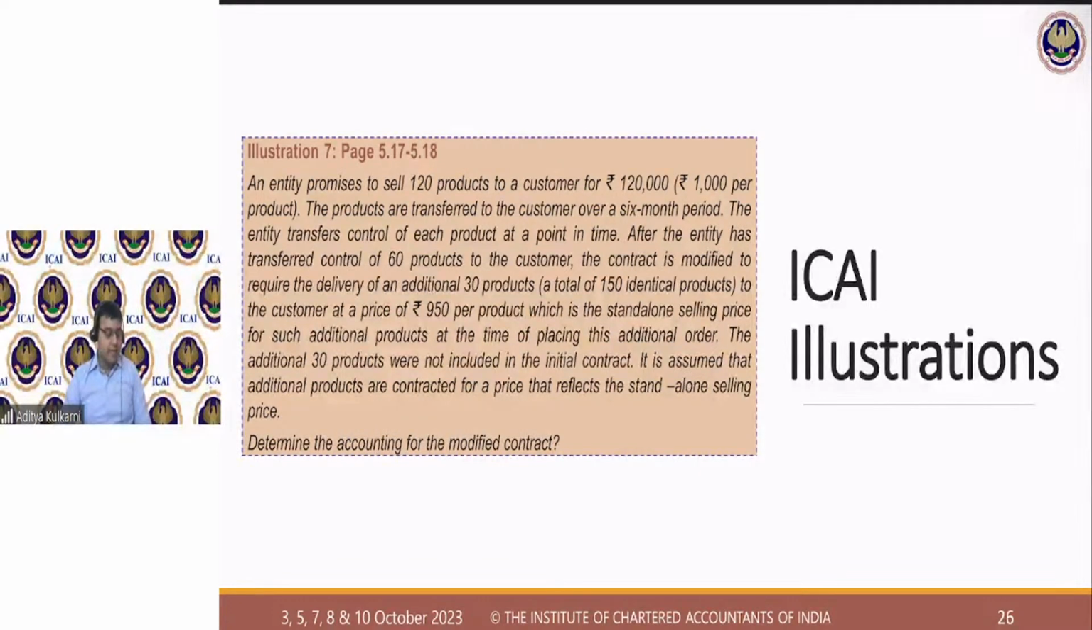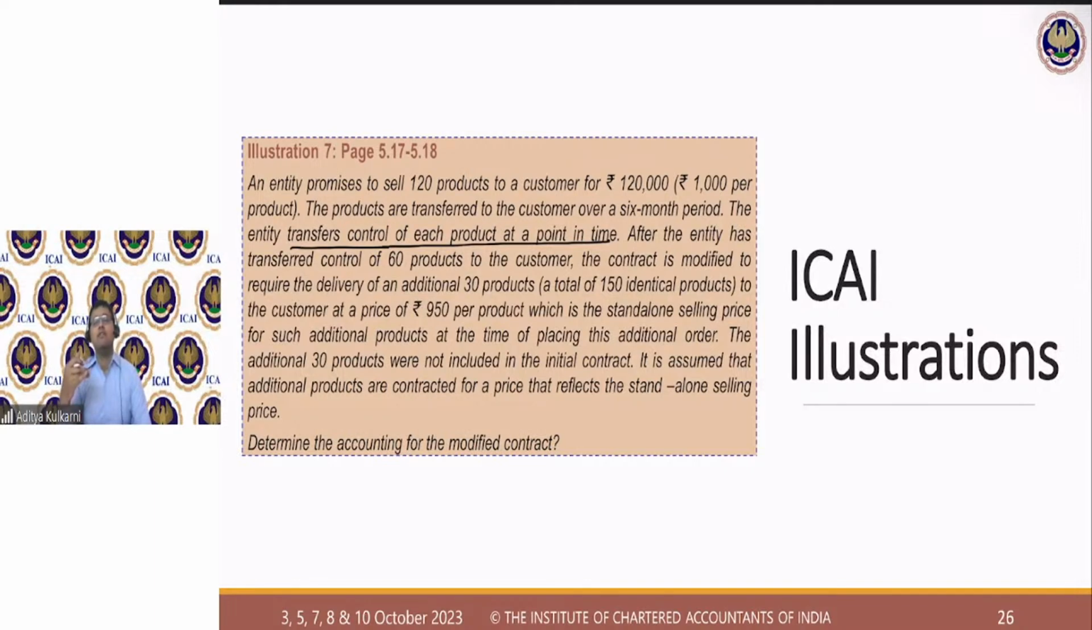The products are transferred to the customer over a 6-year period. The entity transfers control of each product at a point in time. We'll study this in great detail later. At a point in time means from today, you are going to control this particular product, from a particular point in time.